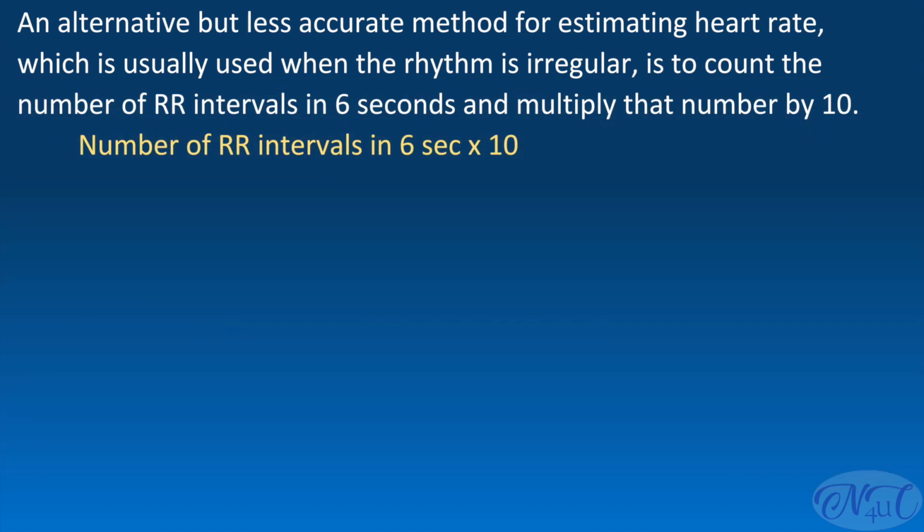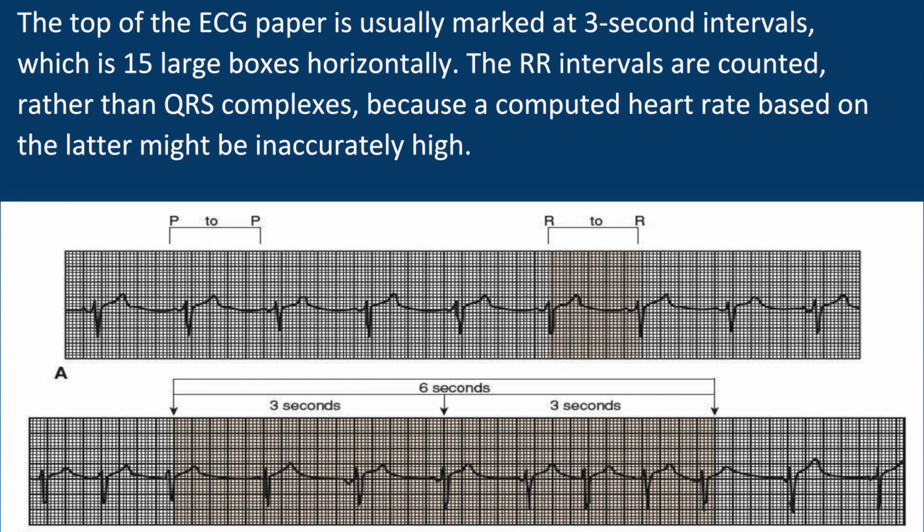An alternative but less accurate method for estimating heart rate, which is usually used when the rhythm is irregular, is to count the number of RR intervals in 6 seconds and multiply that number by 10. The top of the ECG paper is usually marked at 3-second intervals, which is 15 large boxes horizontally. The RR intervals are counted rather than QRS complexes because a computed heart rate based on the latter might be inaccurately high. The same methods may be used for determining atrial rate using the PP interval instead of the RR interval.